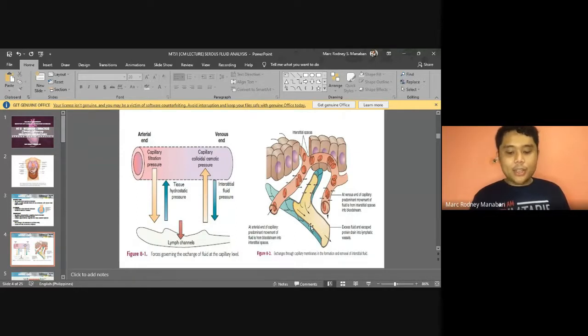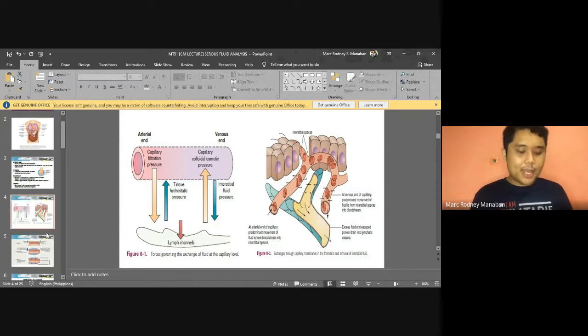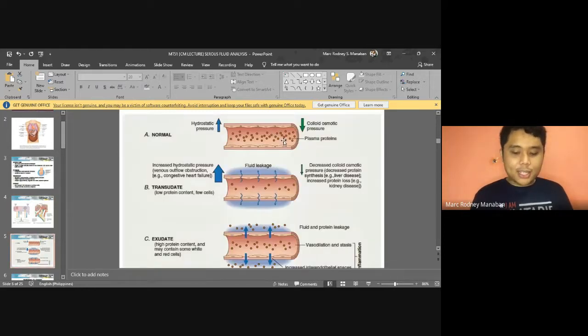As you can see, again, there is fluid movement, of course, from capillaries to your interstitial space. Because remember that fluid can pass through a semi-permeable membrane. Right? That's the point of osmosis. All right. Now, so this is the normal, dears. As you can see, you have the hydrostatic pressure. So what is hydrostatic pressure?